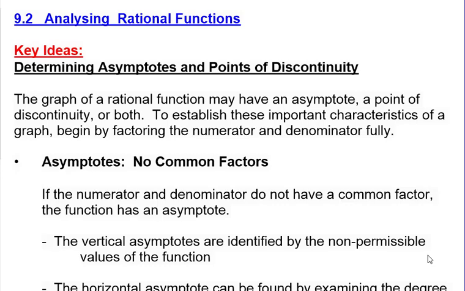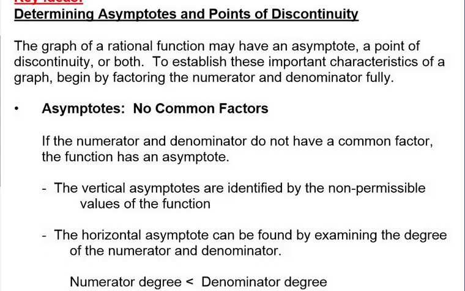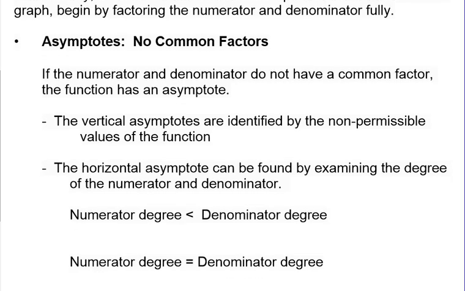Today we're going to be looking at 9.2, Analyzing Rational Functions. So some key ideas: determining asymptotes and points of discontinuity. The graph of a rational function may have an asymptote, a point of discontinuity, or both. To establish these important characteristics of a graph, we begin by factoring the numerator and denominator fully. So your first step with all of these questions is factor first.